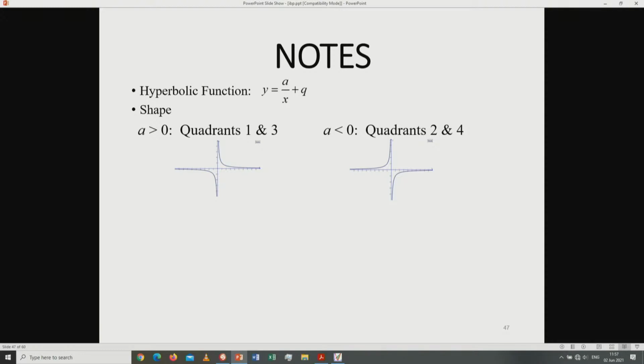That is the one that we're talking about. This then will be a reflection about what? It will be a reflection about the x-axis, because it was in the first, now it will be in the fourth. It was in the third, now it will go to the second.